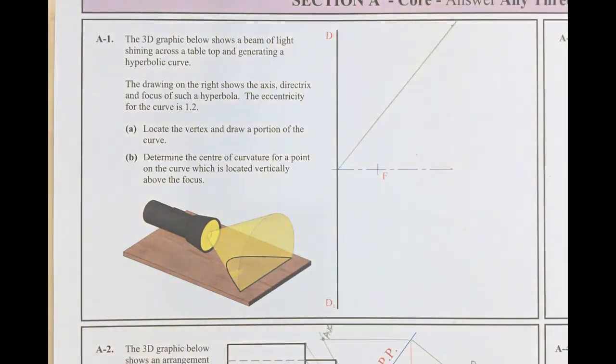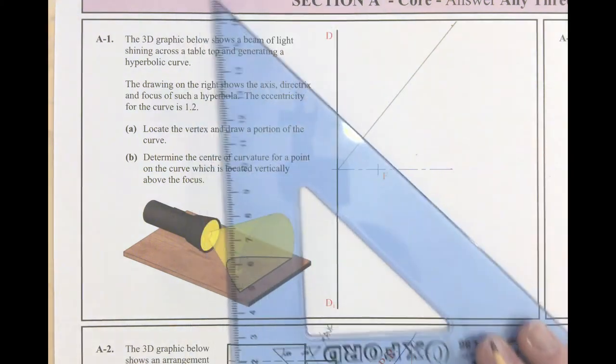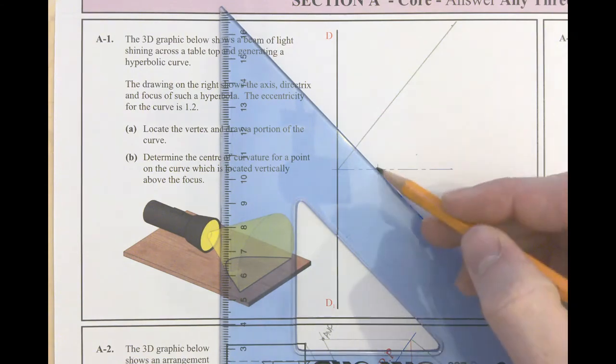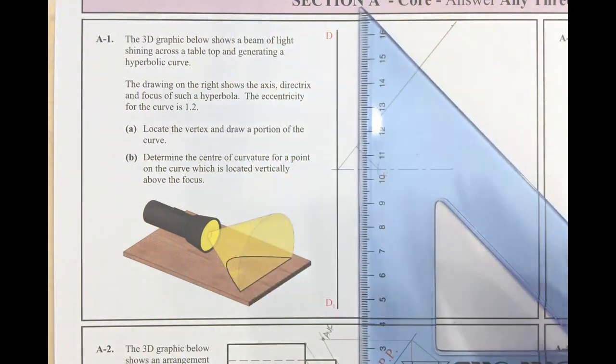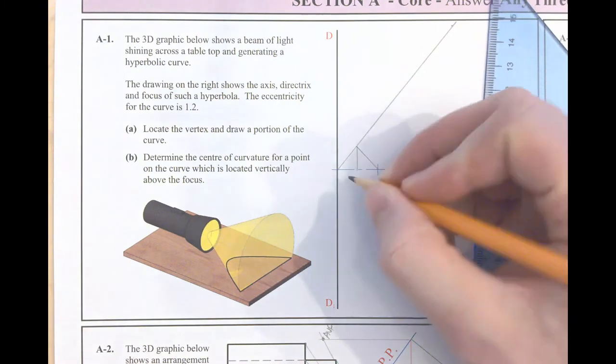So to get the vertex then, I use my 45 degree set square from F up to the eccentricity line and then straight down to the axis. So that gets me V.